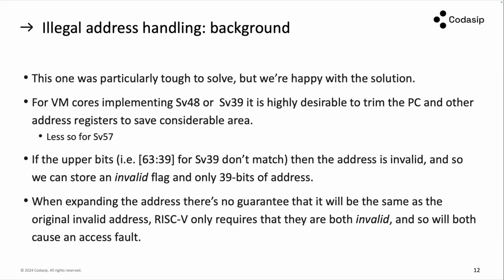And RISC-V says that you can convert any invalid address into any other invalid address, providing they're both invalid, then it's fine. Because as soon as you use it, you'll get an exception. So it says there, if the upper bits 63 to 39 for SV39 don't match, then the address is invalid. So what we can do is we can store 39 bits and a bit to say it's invalid. So the problem is that we've compressed an address and we expand it again, so obviously we've lost information.